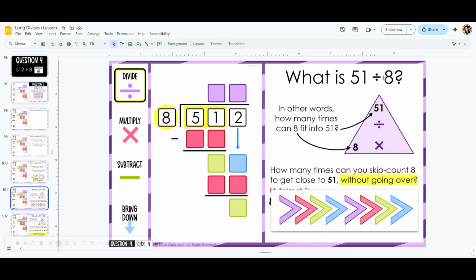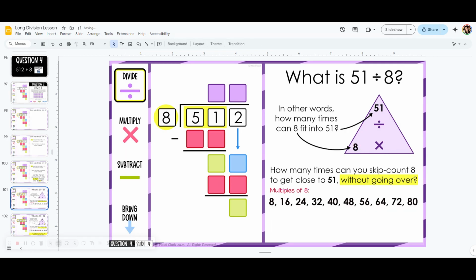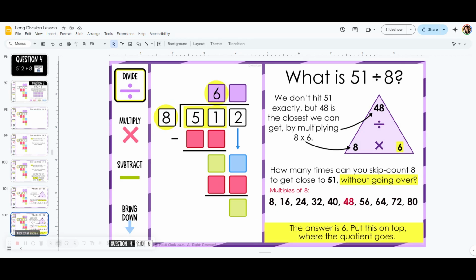So what is 51 divided by 8? In other words, how many times can 8 fit into 51? Or how many times can you multiply or skip count that 8 to get close to 51 without going over? 1, 2, 3, 4, 5, 6, and that's too far. The answer is 6. So 8 times 6 is 48. So you don't exactly hit 51, but 6 is how many times you can fit into 51 without going over, and that's the closest you can get. So put the 6 up top. So 51 divided by 8 is 6.